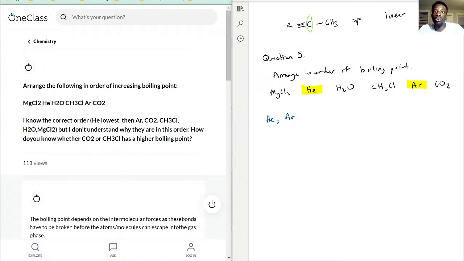Now you want to do the next parts based on, if you remember, your London dispersion forces and your covalent bonds and then your hydrogen bonds.